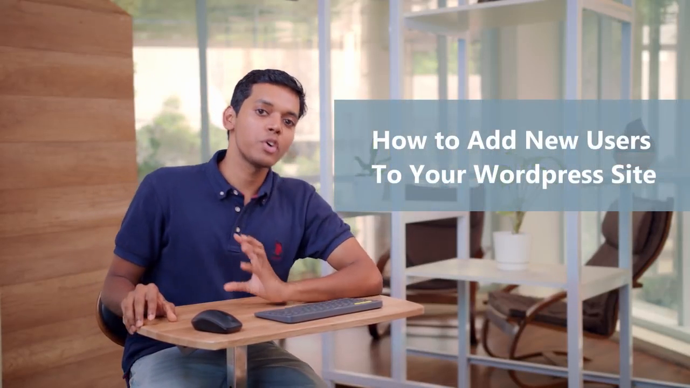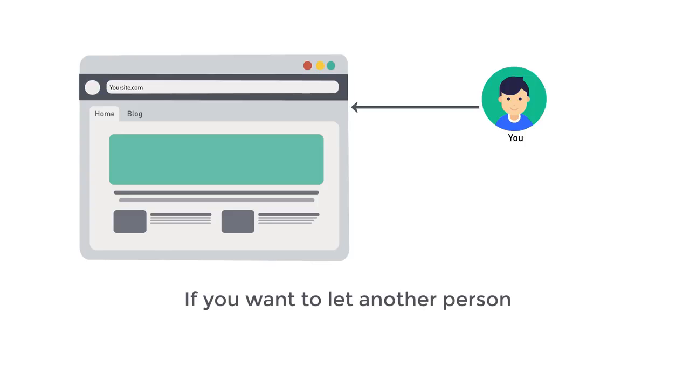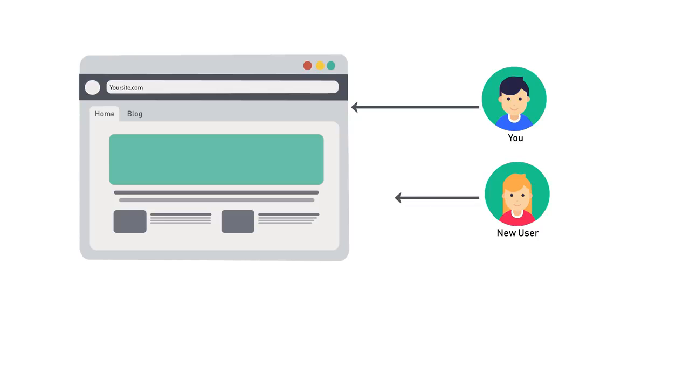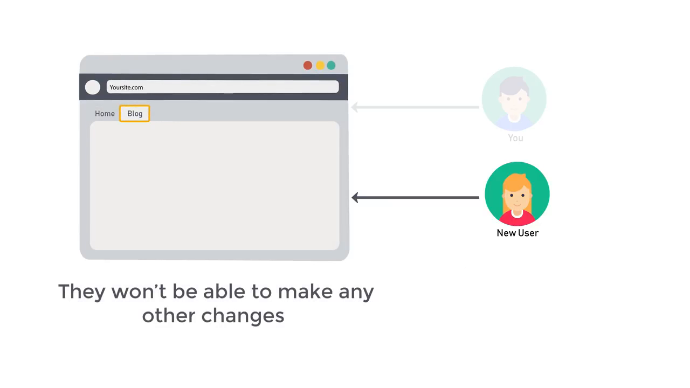Today I'm going to show you how you can add new users to your WordPress site. So let's say you have a website and you're the only person working on your site. Now if you want to let another person contribute to your site, you can do it by adding a new user in WordPress. Now when you add a new user, you can give that user access to specific parts of your site. So for example, if you want this person to write blog posts for you, you can give them access to just blog posts on your site. And they won't be able to make any other changes.